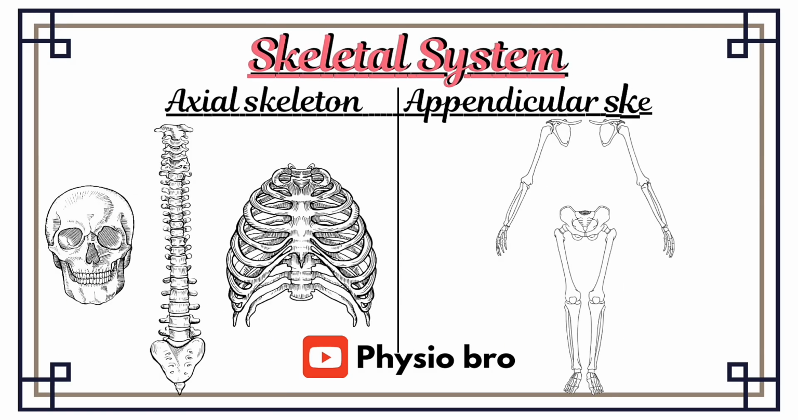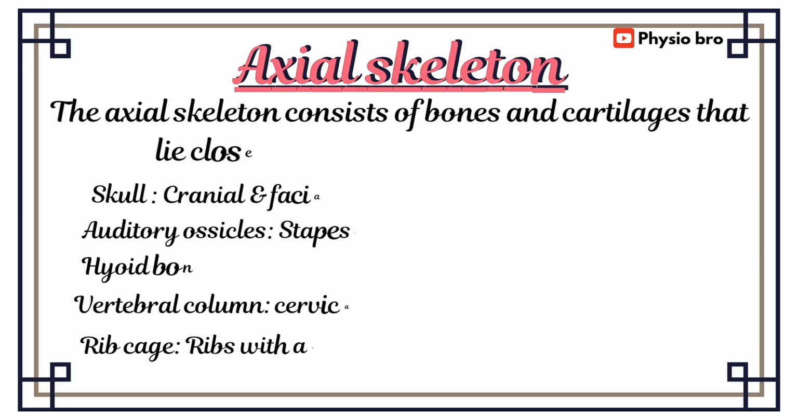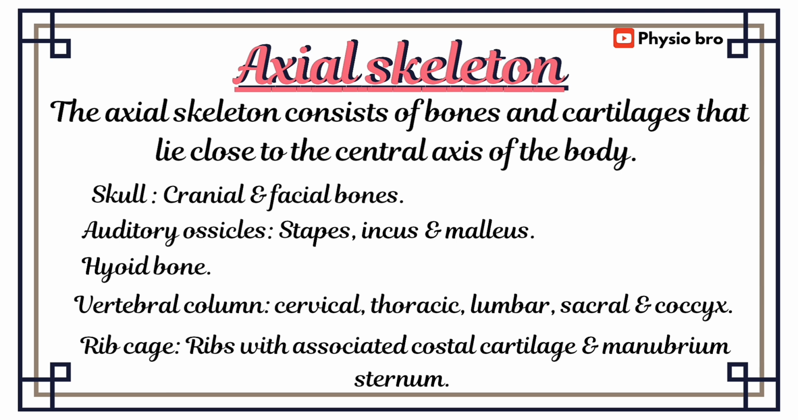Skeletal system is divided into two: axial skeleton and appendicular skeleton. Axial skeleton. The axial skeleton consists of bones and cartilages that lie close to the central axis of the body. Axial skeleton includes the skull, which comprises the cranial and facial bones; auditory ossicles, such as stapes, incus and malleus; hyoid bone, which is located above the larynx; vertebral column, consisting of 7 cervical, 12 thoracic, 5 lumbar, 5 sacral and 4 coccyx; and rib cage, formed by 12 pairs of ribs with associated costal cartilage and manubrium sternum.